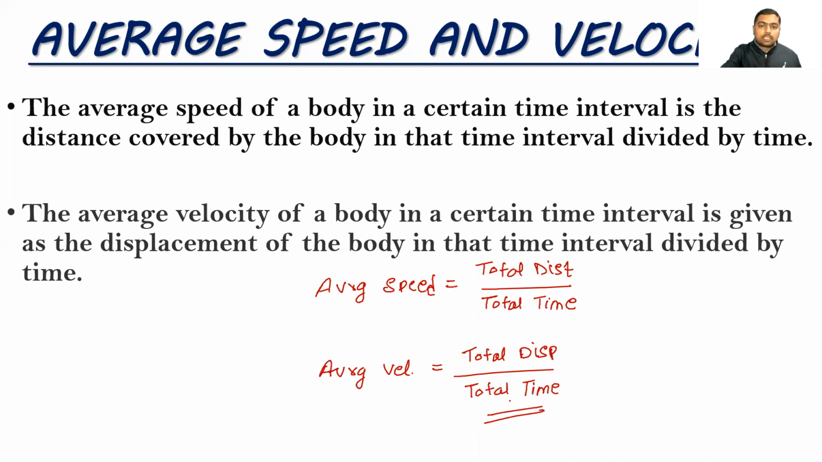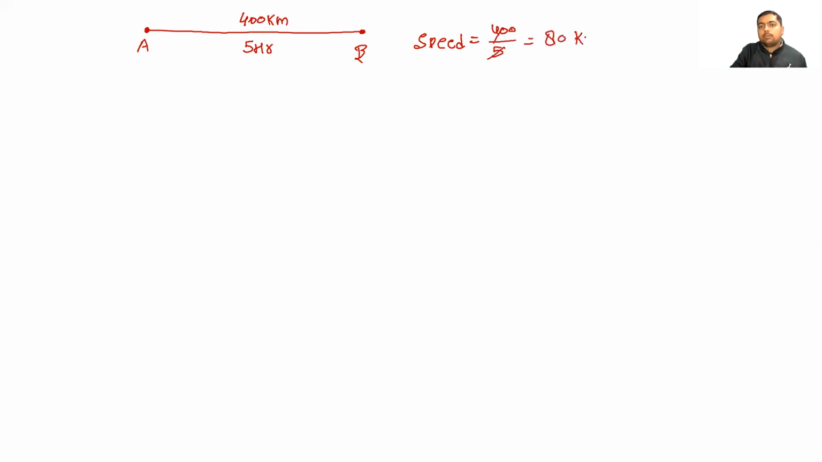Okay, now take an example and we can define it completely. When someone starts from point A and goes to point B, the distance from A to B is 400 kilometers and the time taken by the person is 5 hours. So the speed, we all know speed equals distance upon time, so 400 upon 5 becomes 80 kilometers per hour. Okay, so which speed is this? Is this instantaneous or average? This is an average speed.